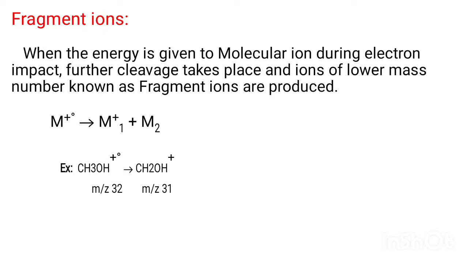When energy is given to a molecular ion during electron impact, further cleavage takes place and ions of lower mass number, known as fragment ions, are produced. So M+ gives us M1+ and M2. An example is CH3OH+ giving CH2OH+. Here the mass to charge ratio is 32, which is reduced to 31.